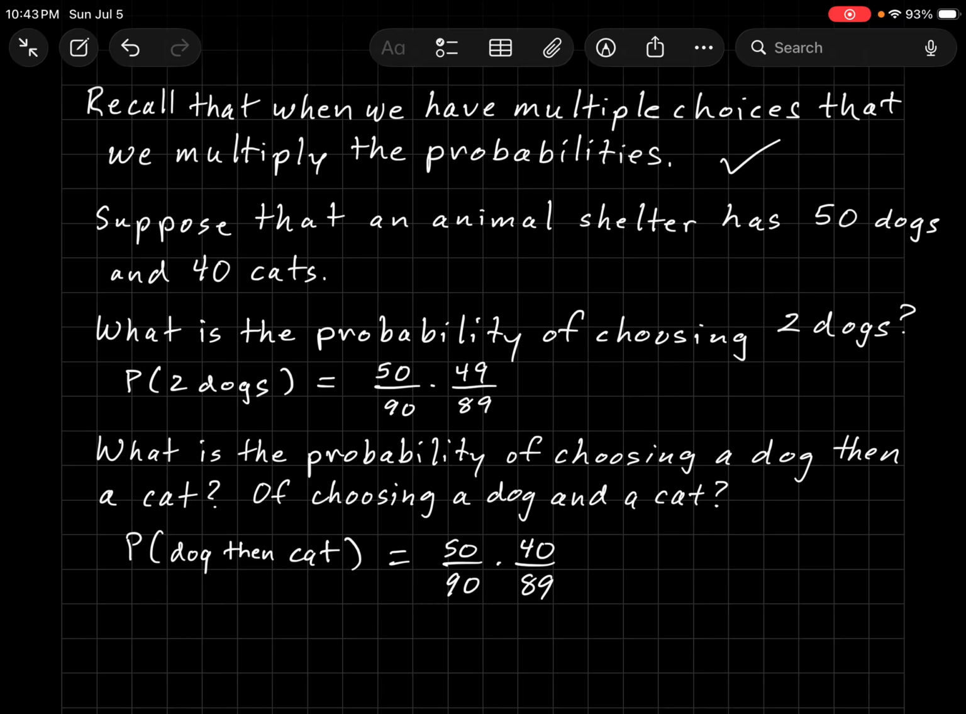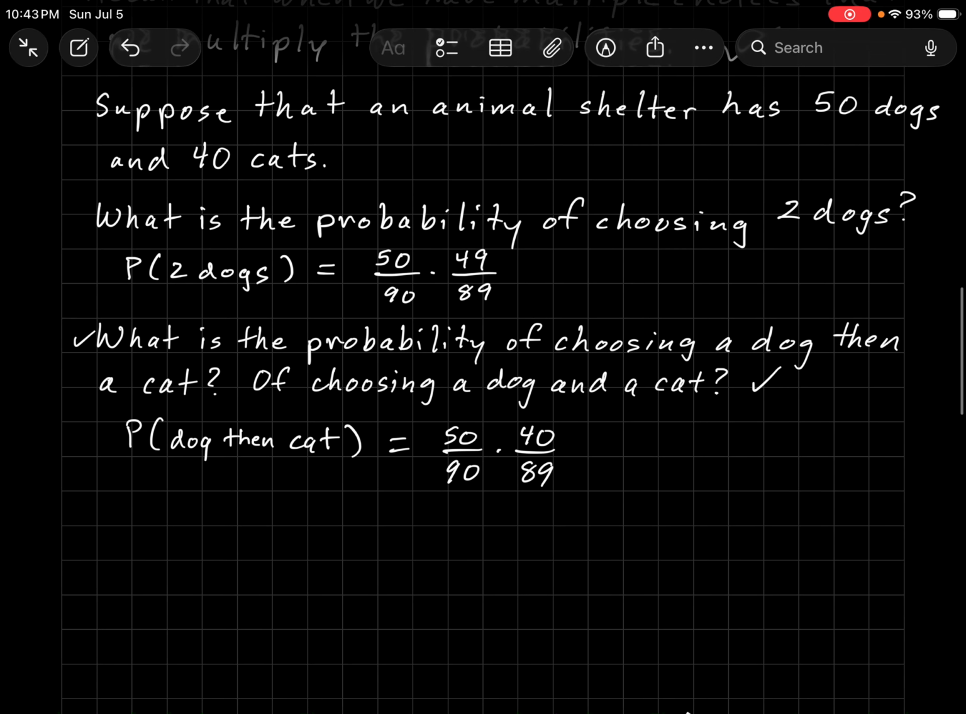Now I have a follow-up question here also. What is the probability of choosing a dog and a cat? Is that the same question as the one I just answered? Well, no, there's a subtle difference here. Because if I'm saying what's the probability of choosing a dog and a cat, it could be the probability of choosing a dog, then a cat, or cat, then a dog, right? So I have extra stuff going on here.